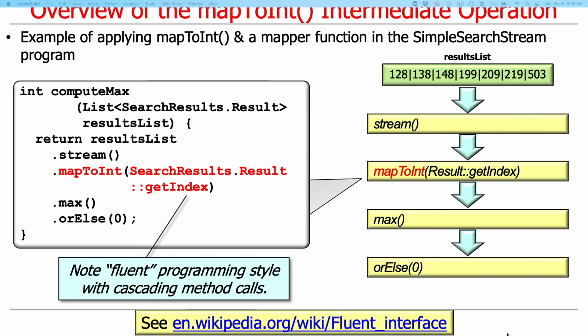So this is what the code looks like. Here's the computeMax method. We take a list of SearchResults.Result objects. We convert that results list into a stream of SearchResults.Result objects. We apply mapToInt using this method reference to get a stream of int primitives, which correspond to the indices where the results were found. Then we find the max, and we will find it because we don't have an empty list. But if we had an empty list, max would return an empty optional, in which case orElse would return 0.